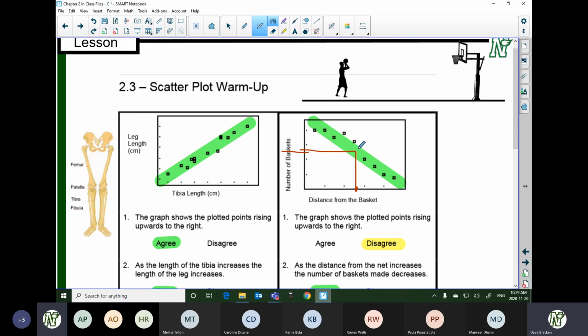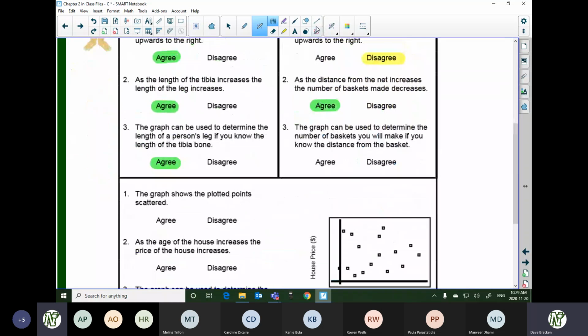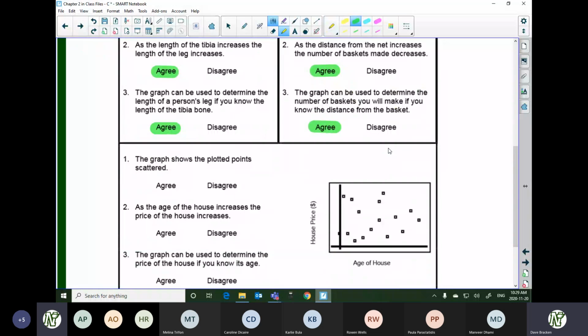Or you could tell me, you know what, sir? I want you to sink 4 baskets, exactly 4. Where should you shoot from? You go to wherever 4 is and you go across and you say, well, I should shoot from right about here. But you can use your graph to help you, okay? Last graph. Oh, and by the way, down here, the graph can be used to determine the number of baskets. That's an agree.